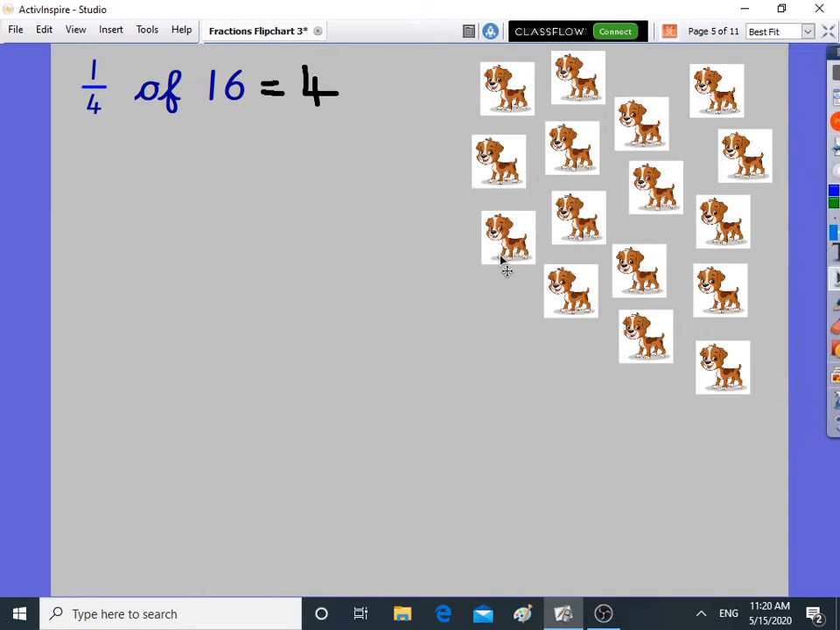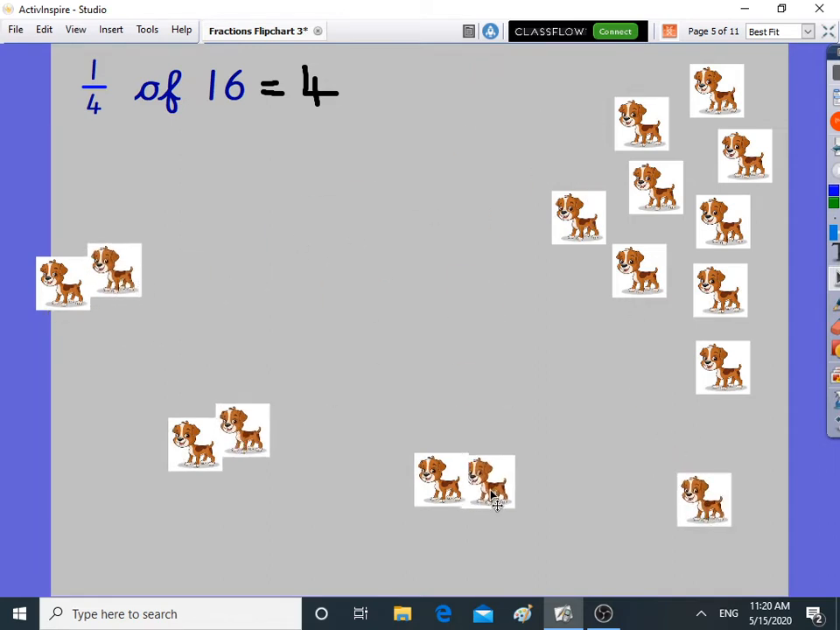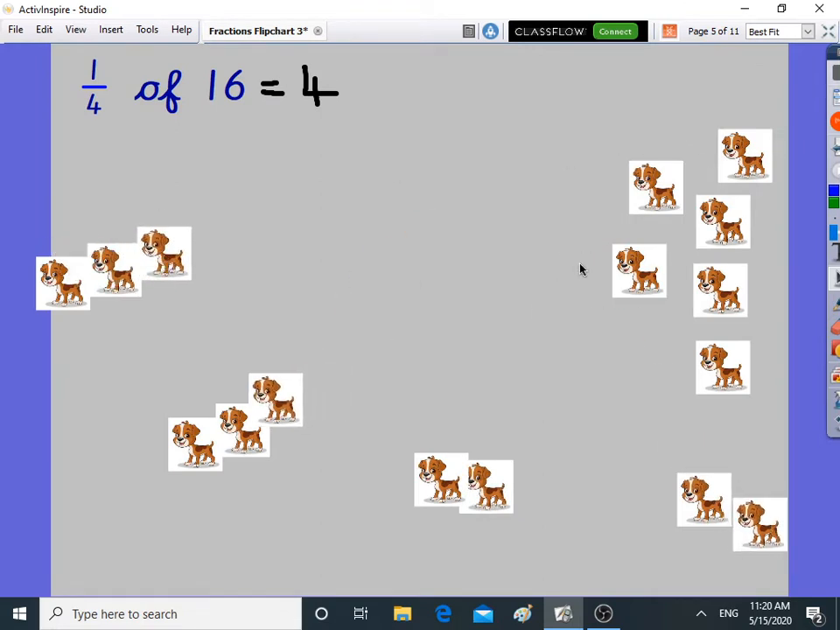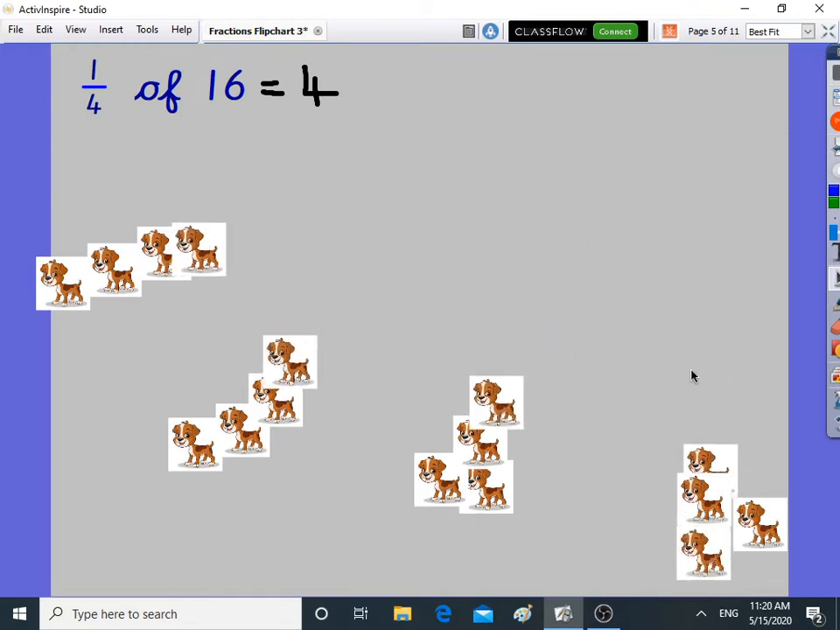16, and there's 16 dogs into 4 groups. 1 for you, 1 for you, 1 for you, 1 for you. Fairly sharing them out. Just like I do in the morning maths year 3 each day. Like you learned in year 2, how you can share things out. Division is sharing things out. There we go. How many in each group? You're probably saying 4, and we know the answer is 4.